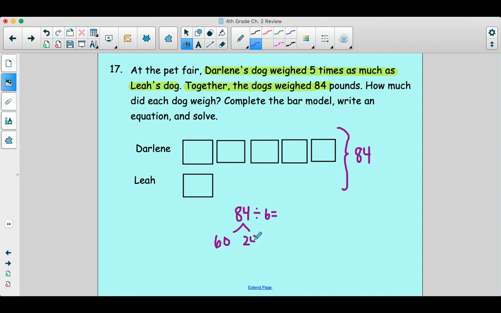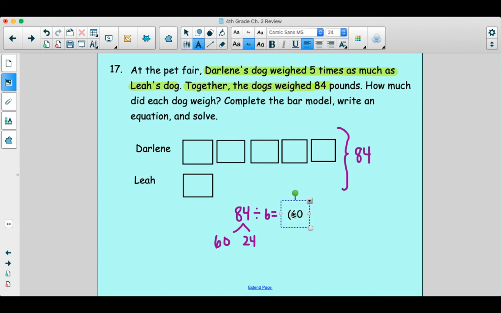Because I'm thinking about the number 84, and I know that 60 plus 24 does make 84. And I know that I can divide 60 by 6 and 24 by 6 nice and easily. So I'm going to actually just do that. So 60 divided by 6. I have to go back and put my divided by 6. Plus 24 divided by 6.